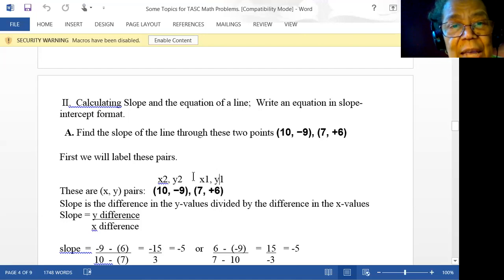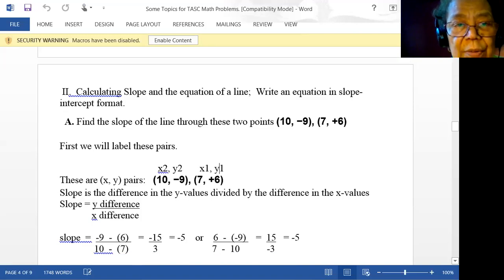It doesn't matter how you label them. You could have called this one x1, y1. They're pairs. Never mix them up. And this could have been x2, y2. Okay, now let's calculate the slope both ways.